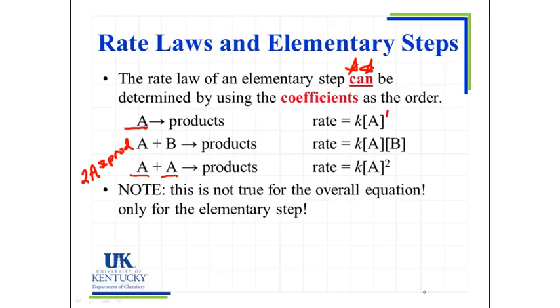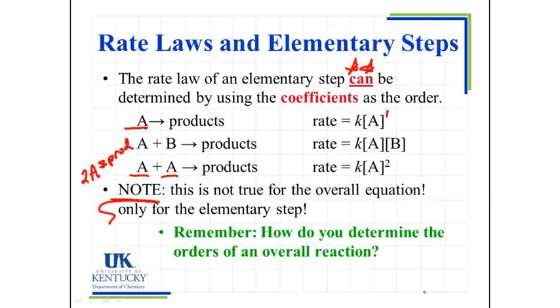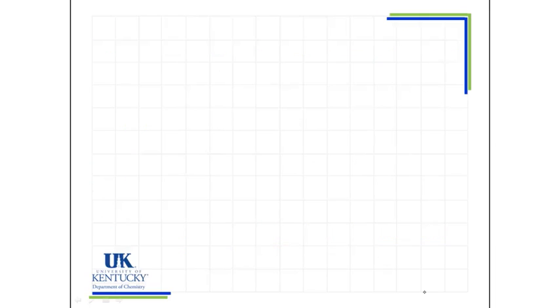Now remember this, and this is so important to note, because students after they do this want to go back to an overall reaction and use the coefficients. This does not apply for an overall reaction. How do you determine it for an overall reaction? Experimentally. You have to determine it experimentally. But once you determine it experimentally, we're going to see that our rate law needs to support that experimental information.